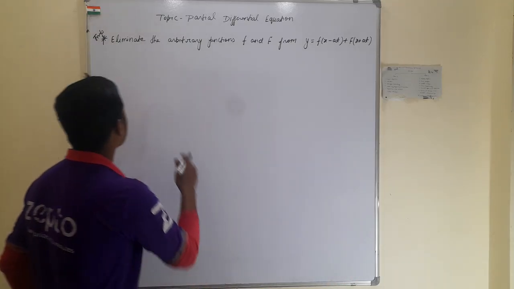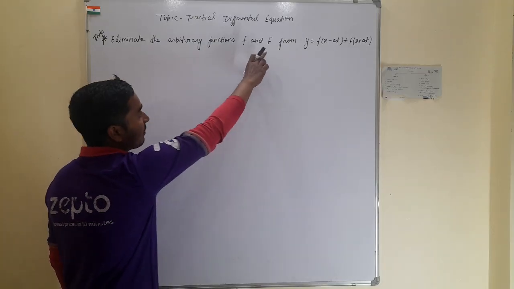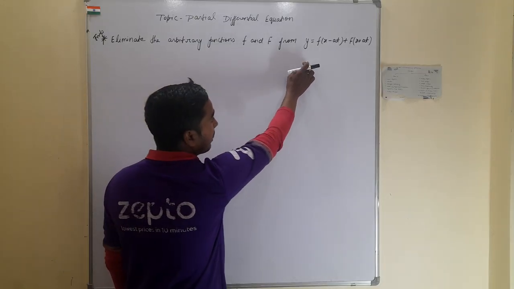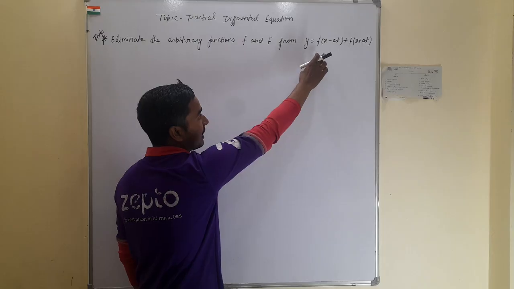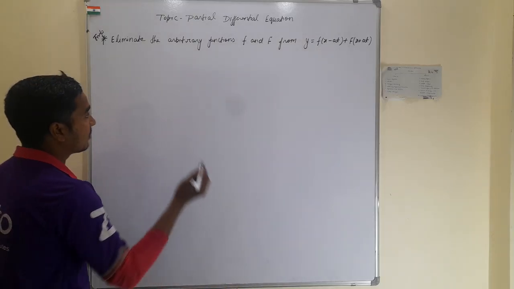The question is given here. Eliminate the arbitrary functions small f and capital F from the given function y = f(x − at) + F(x + at). Let's solve the problem here.